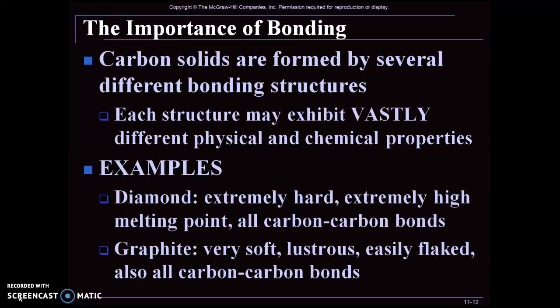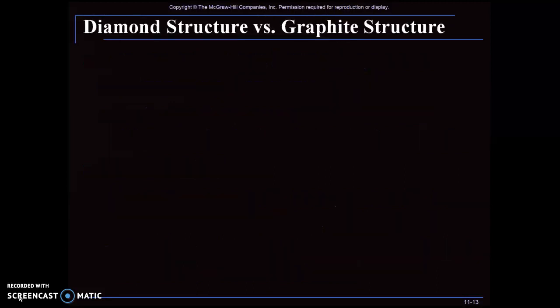The other example which has covalent bonds is graphite. It is very soft, lustrous, and easily flaked, and also all carbon-carbon bonds. So we can see that these two materials both have carbon-carbon bonds, and both are covalent bonding. Still, they have vastly different physical and chemical properties.